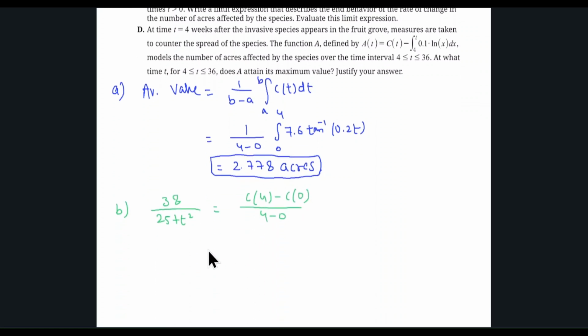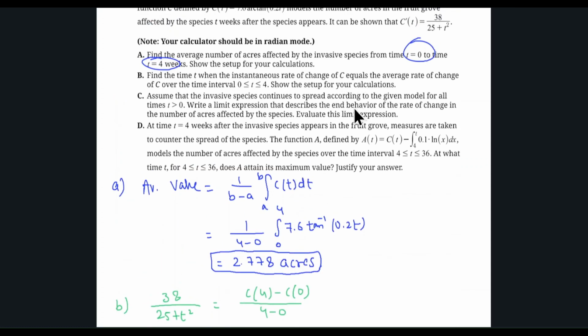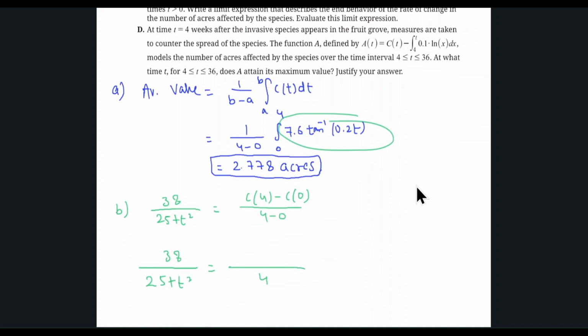That's what we have here. So that's going to be 38 over 25 plus t squared equals, this is 4, and C of 0 is of course 0. If you do not want to solve this manually, it's totally fine. You can type this in the calculator. Let me show you how.